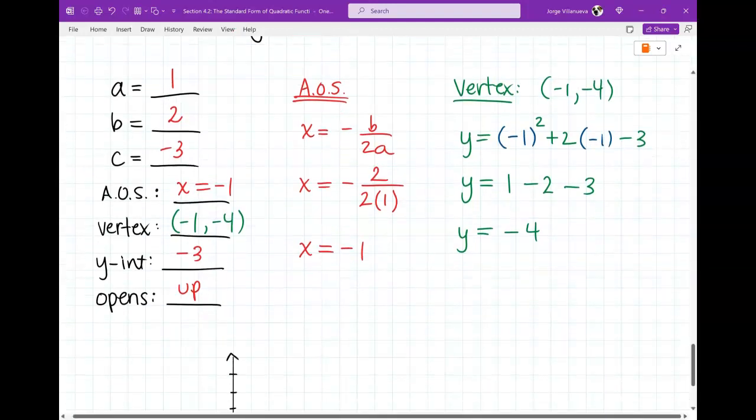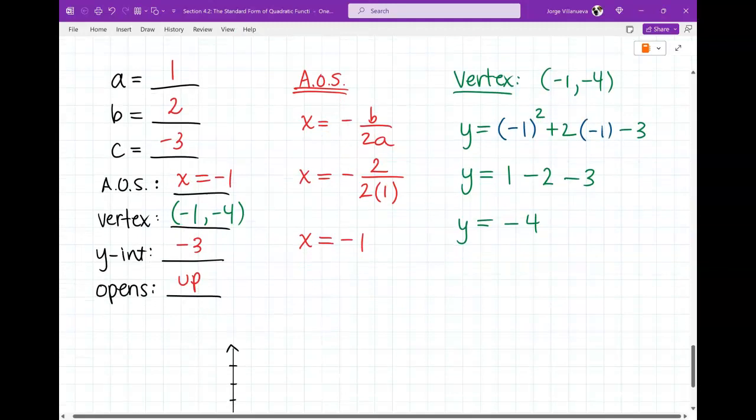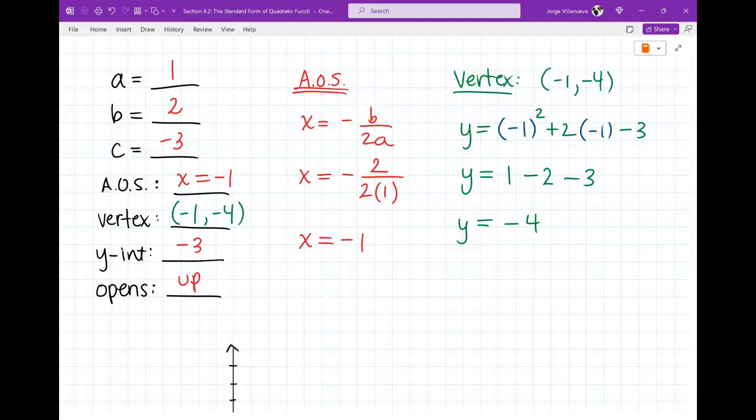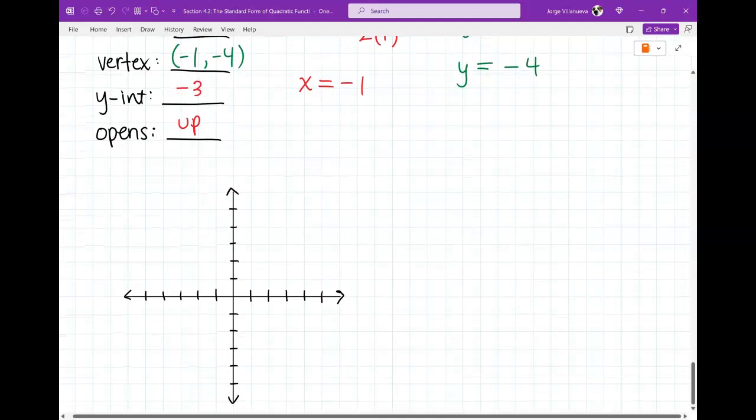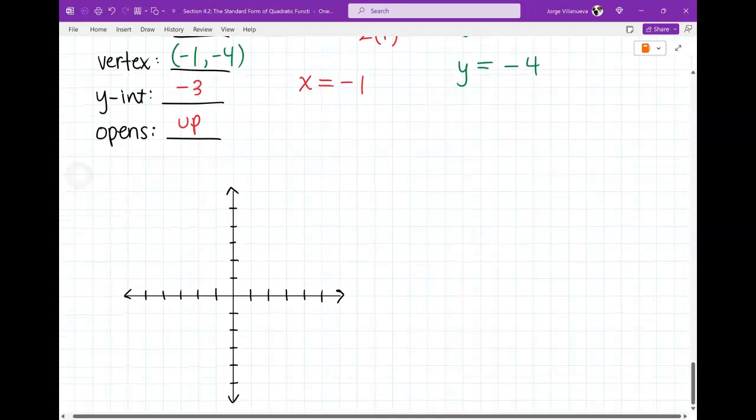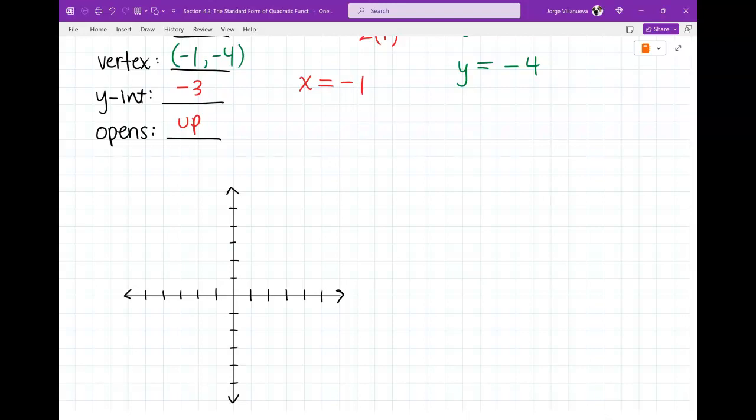So I have everything I need. I have my A term, my B term, my C term. And in order to graph it, I need my vertex, my y-intercept, and which way it opens. That's basically it. That's why I'm going to go all the way to this point, because those are the three things I really need: my vertex, my y-intercept, and which direction it opens. I'll give you a couple seconds to create a little graph.